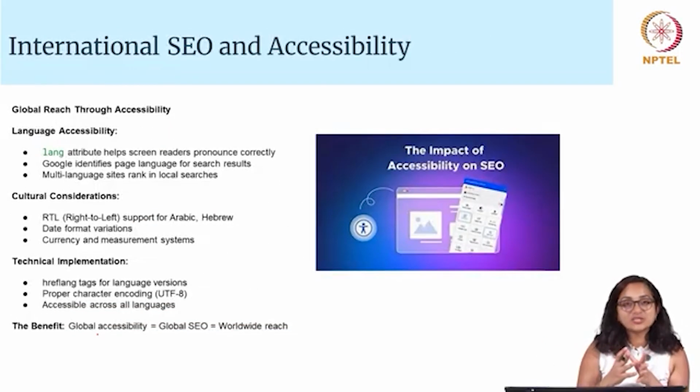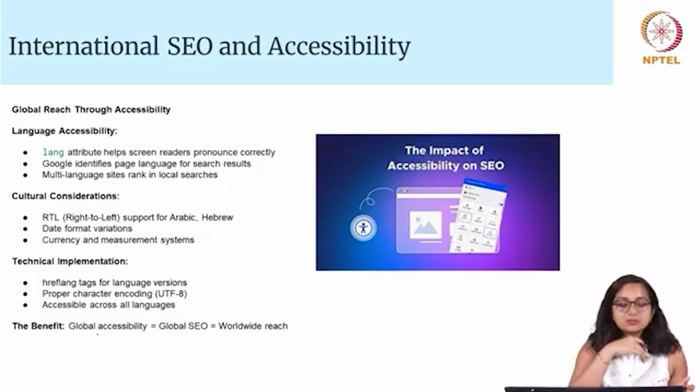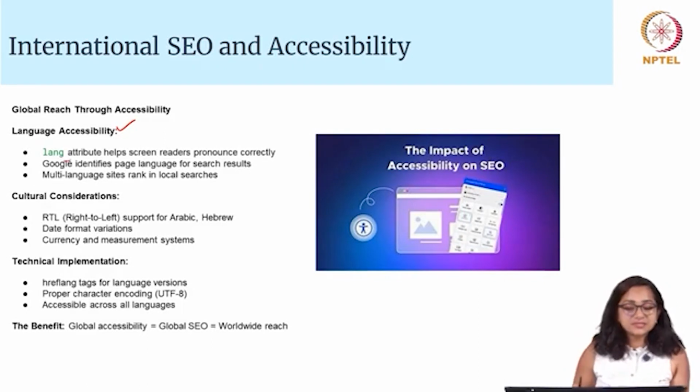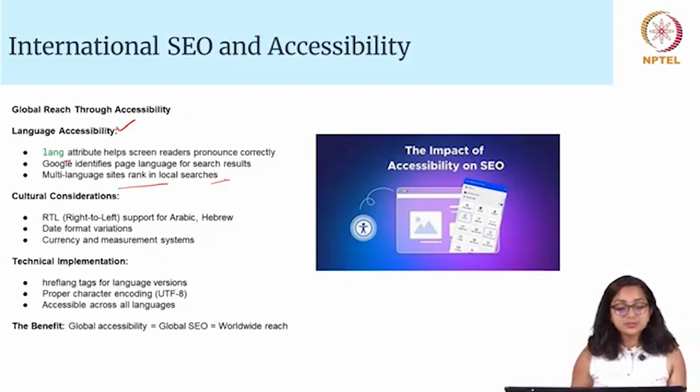Let us talk about international SEO and accessibility. So global reach through accessibility is also something, with globalization, all products, if they are web based, can be opened globally also. So language accessibility is one of the things that people are looking at. The lang attribute helps screen readers pronounce correctly. Google identifies page language for search results, and multi-language sites rank better in local searches.